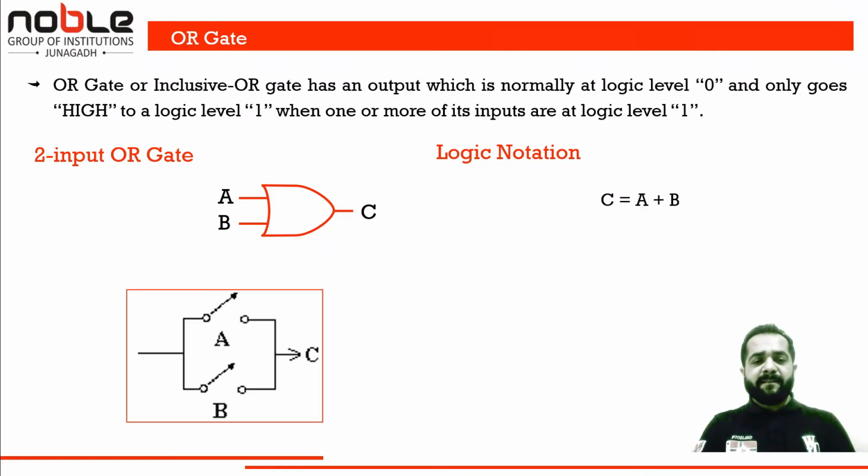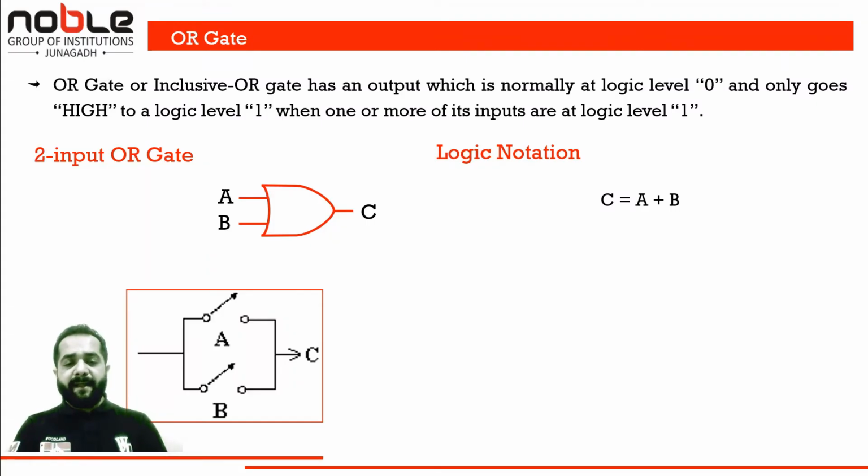And the electrical circuit of the OR gate is mentioned here. We can see there are two switches, A and B. If switch A is closed, we can get the current at C, or if switch B is closed and A is open, at that time we can also get the current at C. But if switches A and B are simultaneously open, we cannot get current at C.